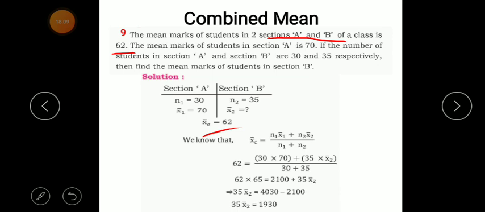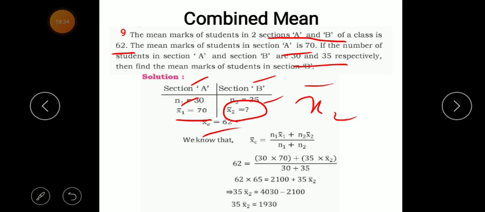The mean marks of students in section A is 70. If the number of students in section A and section B are 30 and 35, A and B. How many students are there in section B? Sorry, find the mean marks of students in section B. That is what we are supposed to find, that is x2 bar.